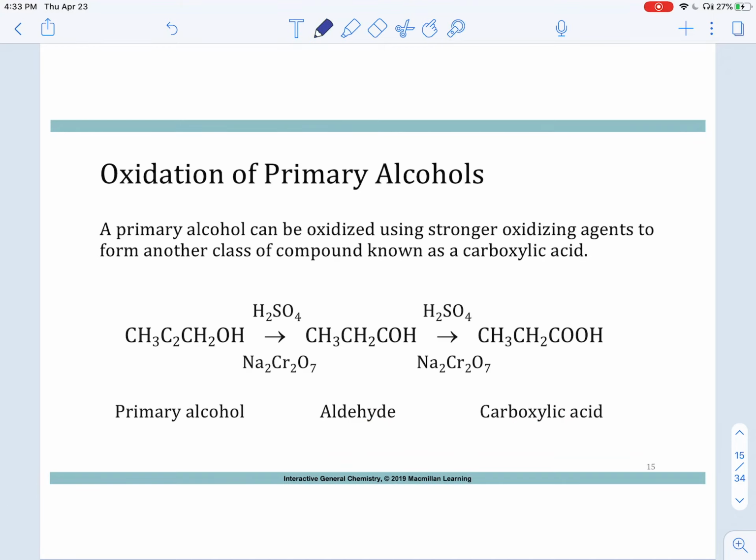Let me draw these out for you here. This is 1, 2, 3, carbon, carbon, carbon, OH. So this will go to the aldehyde. That's how I would draw that. And then carbon, carbon, all the way to the carboxylic acid. So you can take one, go all the way to the carboxylic acid, starting from a primary alcohol.